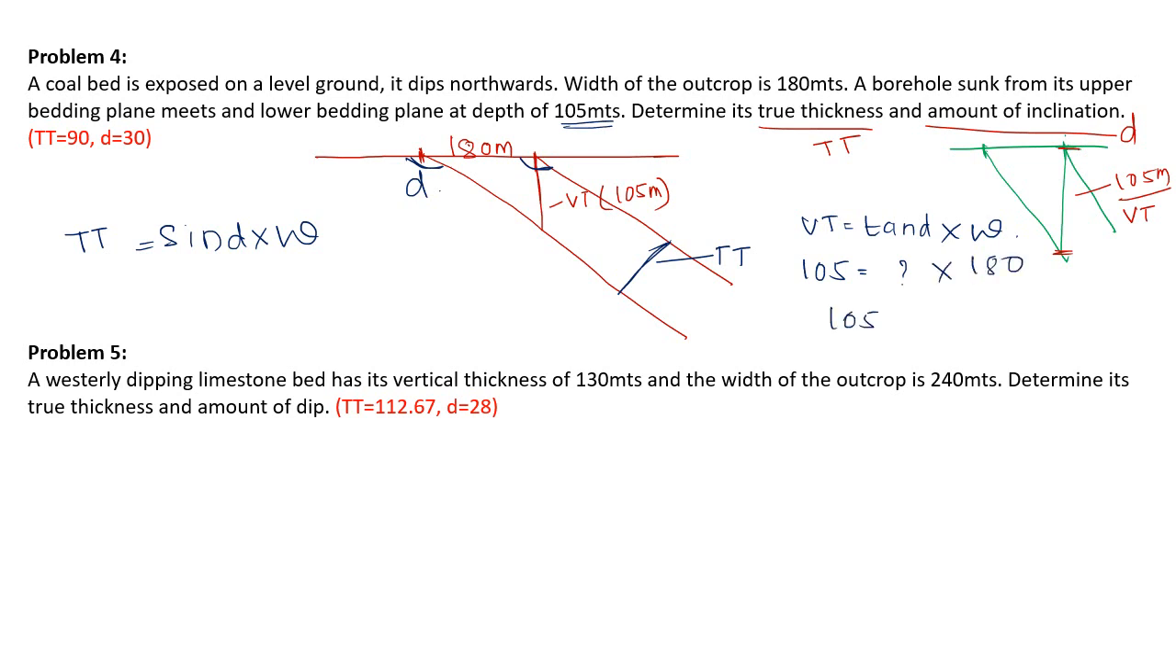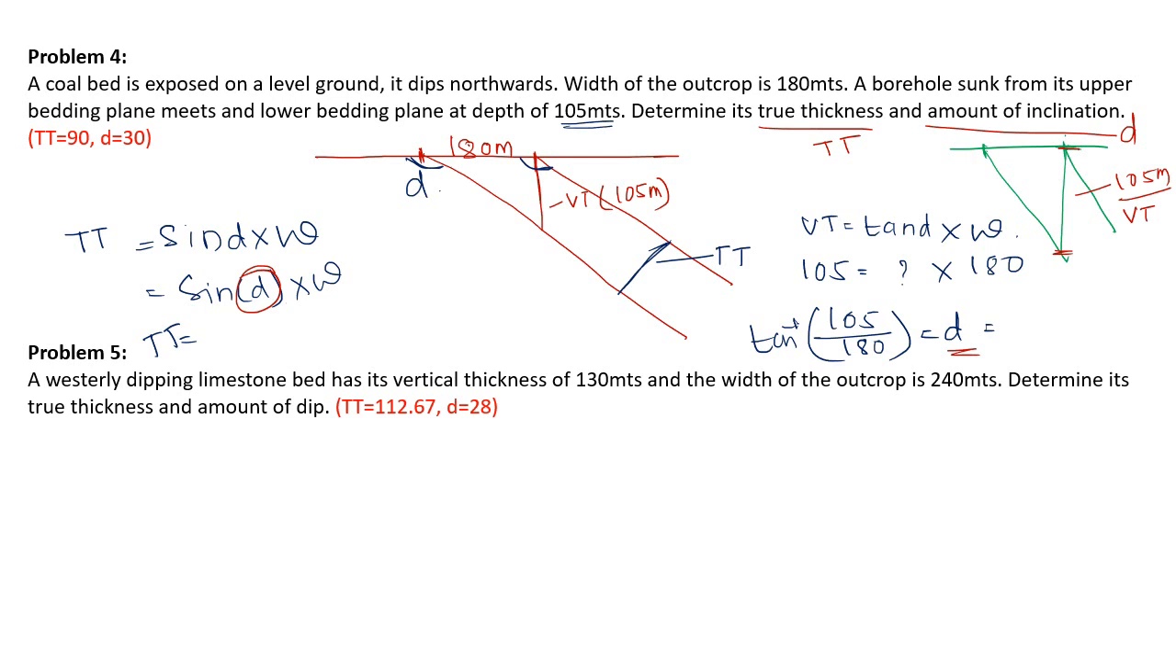So 105 divided by 180, and that is tan inverse of it, which will give you the value of D. You can solve this and get the values. In the same way, once you get D, you can input the sin D value here from this equation, and we already know the W value, so you can easily get the TT value as well. So this is how you can solve problem number 4.